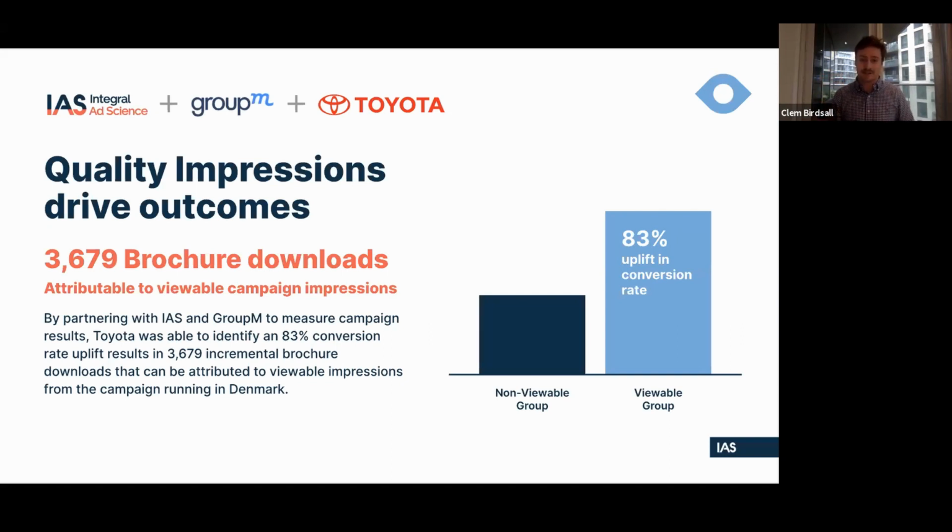It sounds like a huge number, but it also really makes a lot of sense that if an ad's been seen by someone, it's got so much more of a chance to make an impact on them than if it was never seen. If it's loaded at the bottom of the page or on a tab a few tabs back, and it was never seen by someone, of course it's not going to have as much of an impact. So viewability has become something key for brands like Toyota and agencies within GroupM to really want to deliver out.